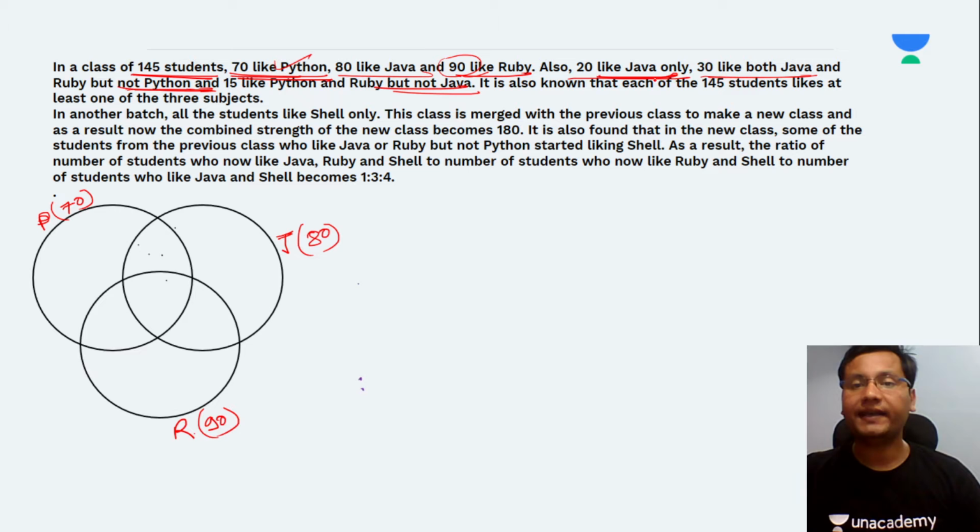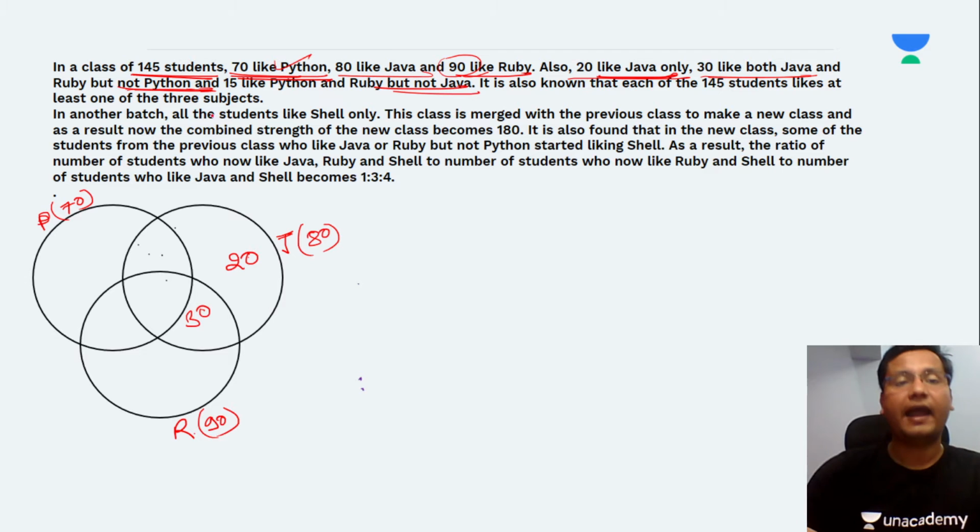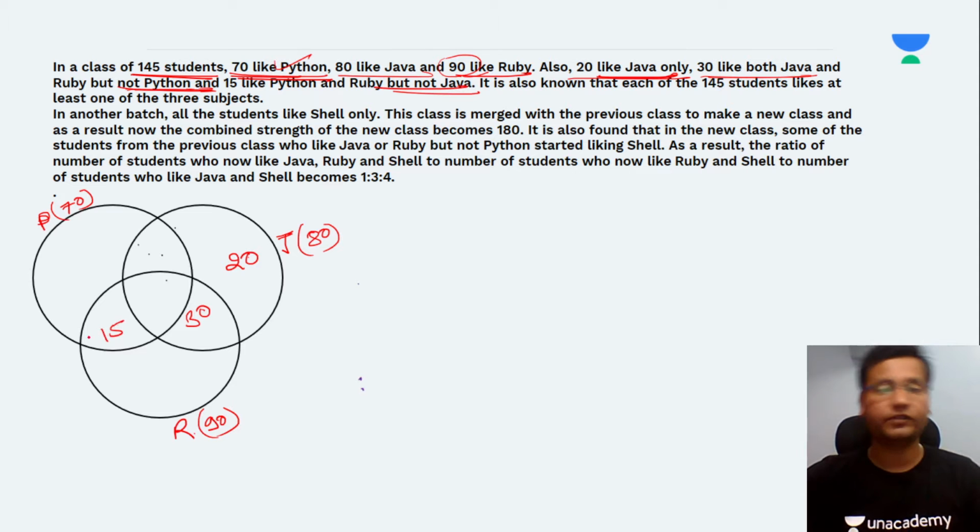Now, 20 like only Java, so this is 20 only Java, right? 30 like both Java and Ruby, not Python, so the Python circle ends here, so this will be 30 here. And 15 like Python and Ruby but not Java, so this portion will be 15.